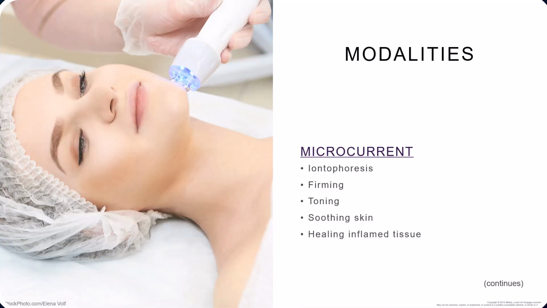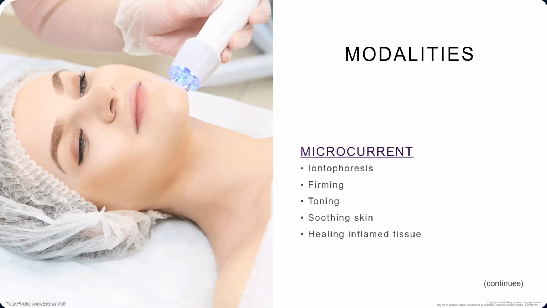Microcurrent is an extremely low level of electricity that mirrors the body's natural electrical impulses. Microcurrent can be used for iontophoresis, firming, toning, and soothing the skin. It can also help heal inflamed tissue like acne. Newer microcurrent devices have negative and positive polarity in one probe, so not having two probes, which allows the client to relax rather than having to hold onto a probe during the service or treatment.